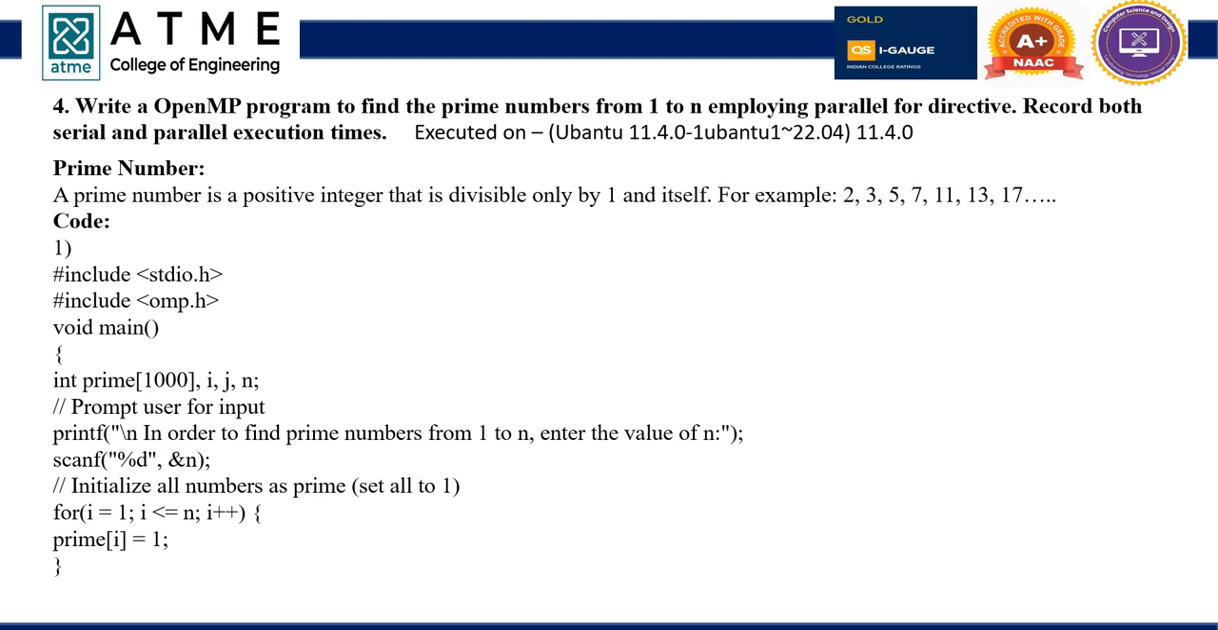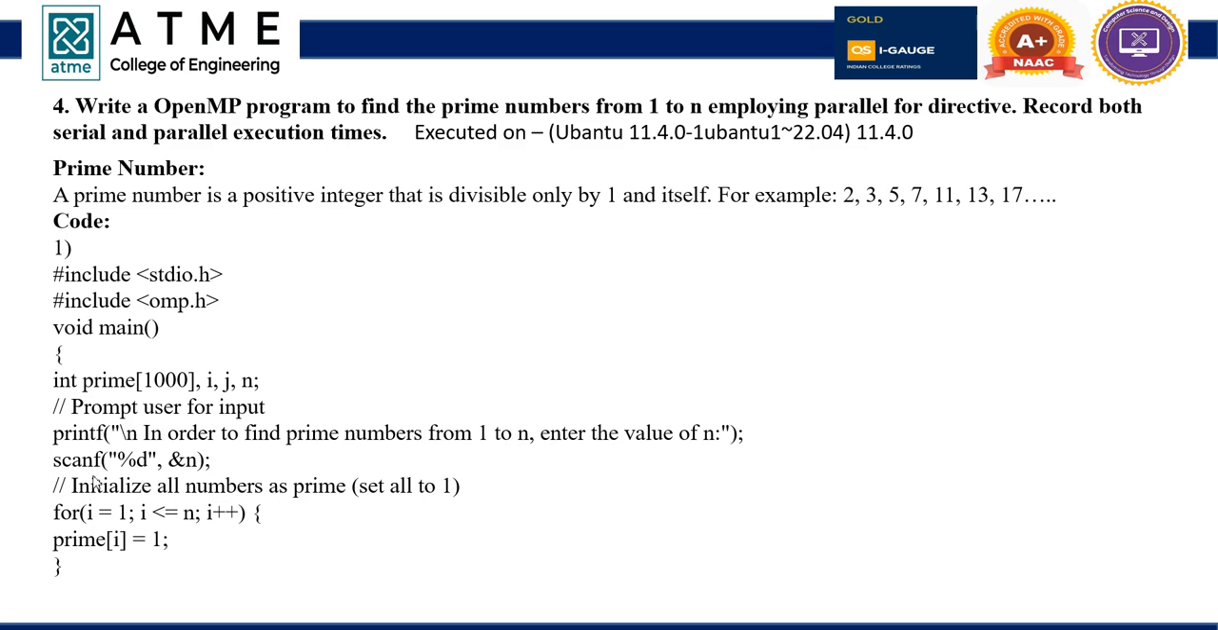Now let us initialize the program with void main, int prime[1000000], i, j, n. This is an array to mark prime numbers, where 1 says it is prime and 0 says it is not prime. And integers i and j we are considering for loops, and the upper limit we are considering here is n. Now prompt the user to enter the input with a \n. In order to find prime numbers from 1 to n, enter the value of n, because n is the largest number we are using here.